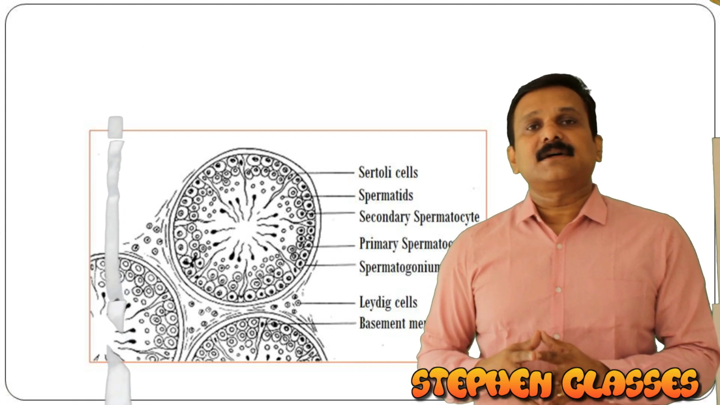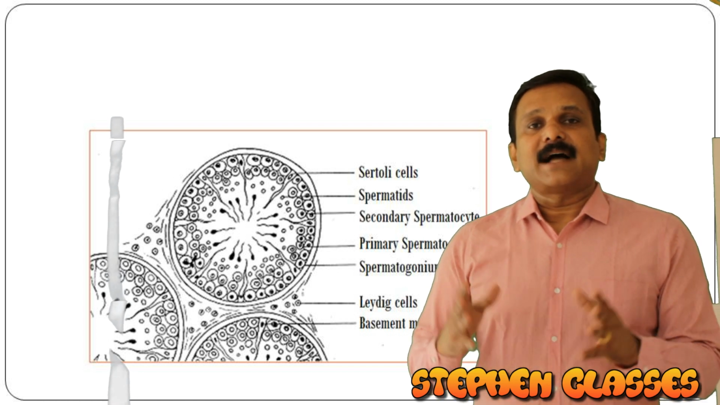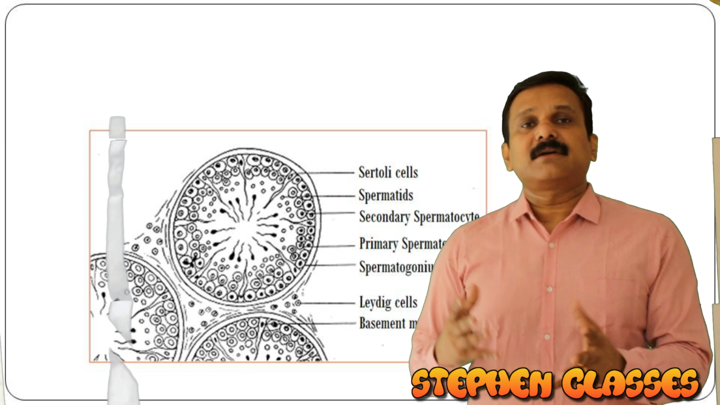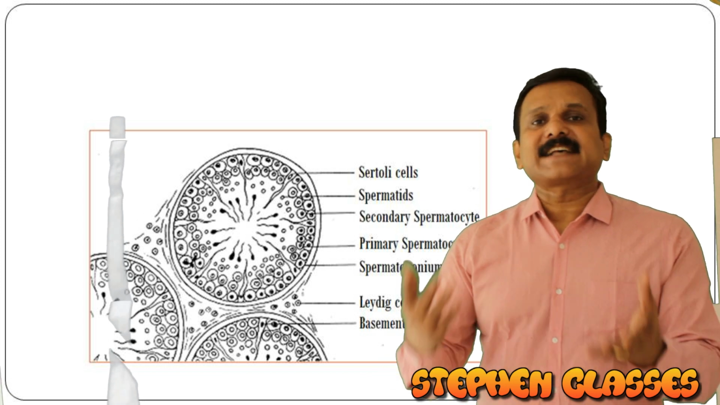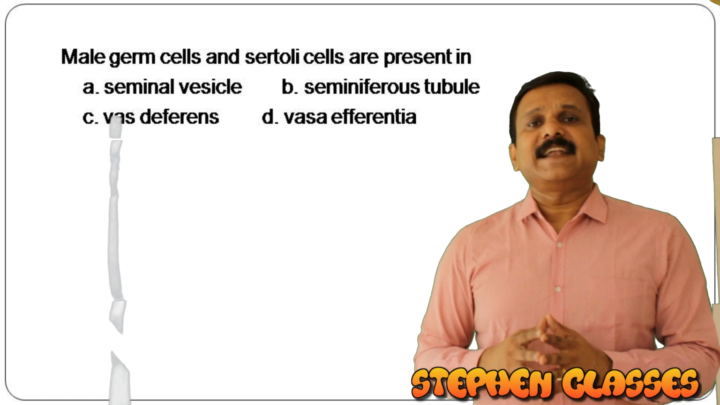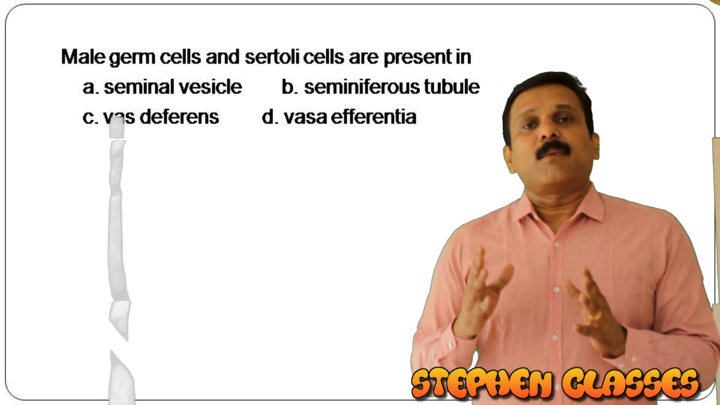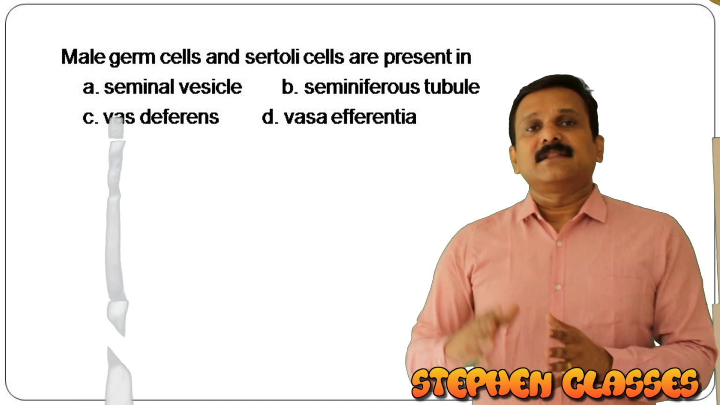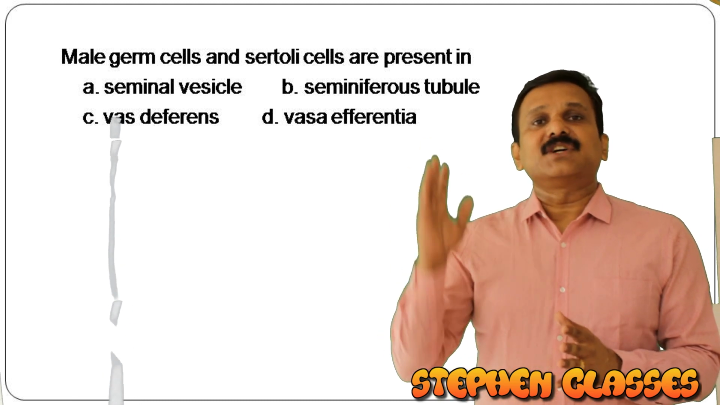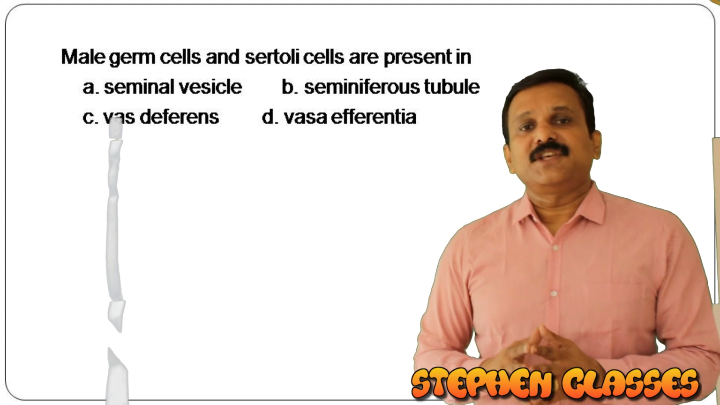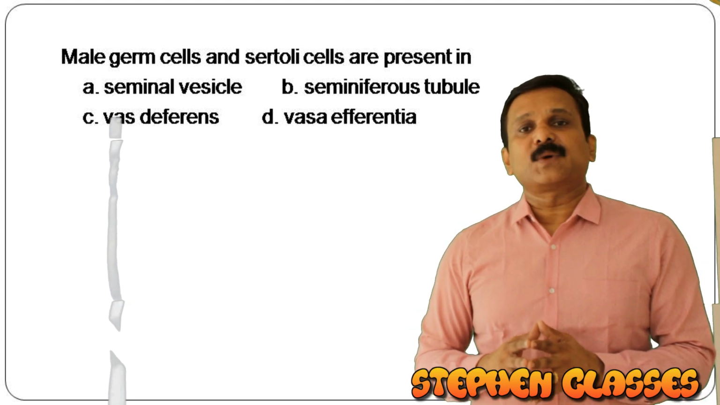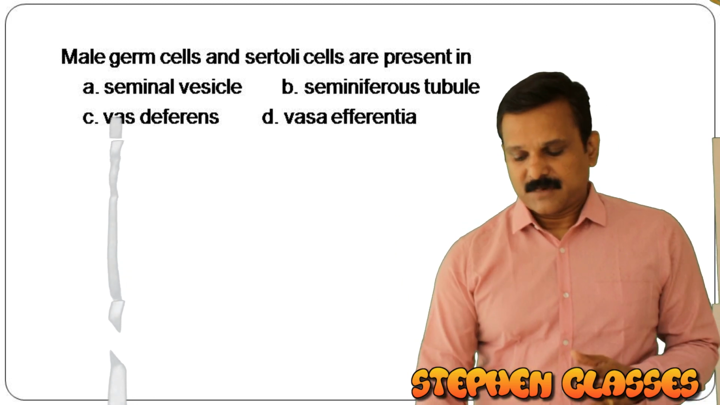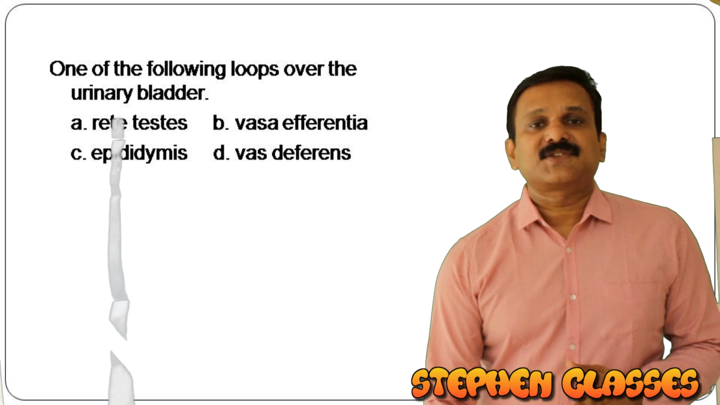Sometimes they will ask you to identify the accessory duct, or you will have a set of options from which you have to pick which one of the following is not an accessory duct. So all the accessory ducts, their sequence, they are very important. Sequence is important because through these accessory ducts, the male gamete will find its journey. So this question is very important. So male germ cells and Sertoli cells are present in the lining of seminiferous tubule. Right. Now we move on to the next question.